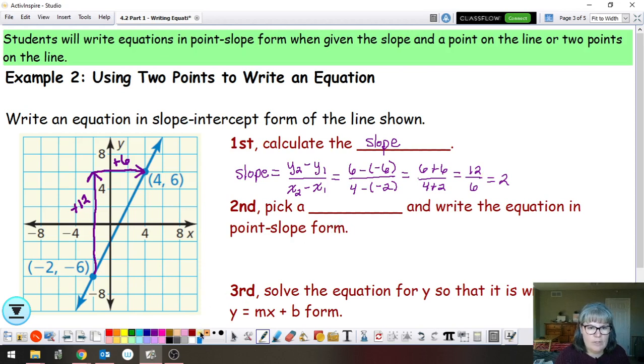The next thing you want to do is pick a point. You can pick either point. Generally, I would pick the point that has positive values, but I want you to also see that we can do this with negative values. So I'm going to use the point negative 2, negative 6. That also corresponds with my x1, y1 that I used in calculating my slope. And I'm going to write my equation in point-slope form.